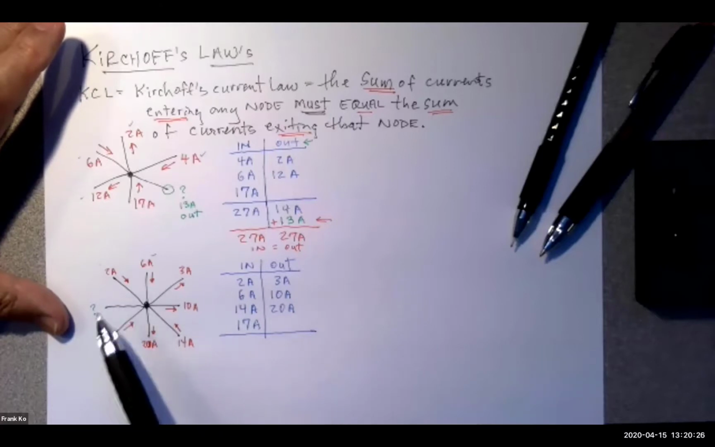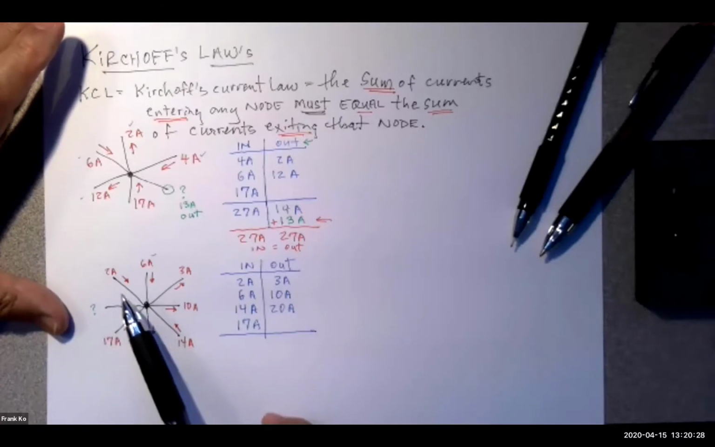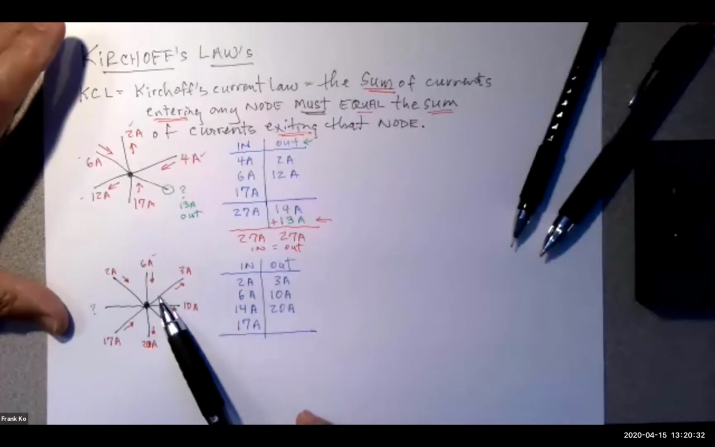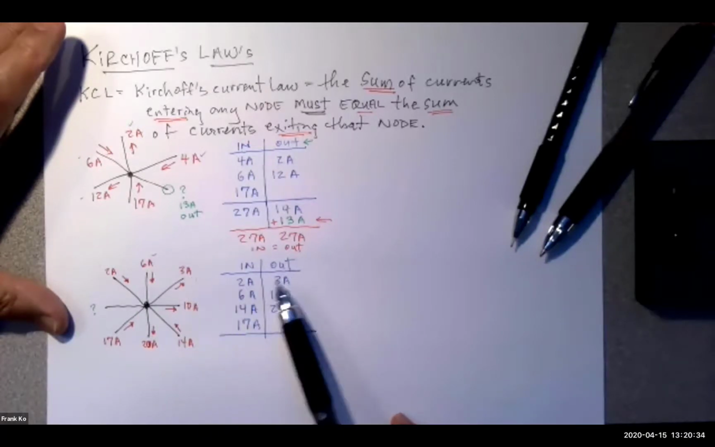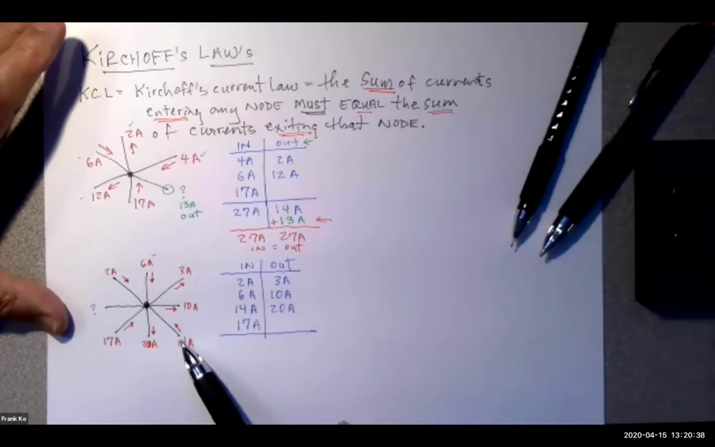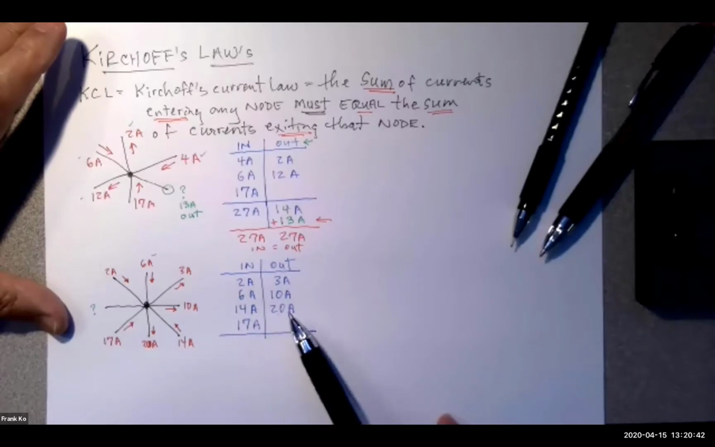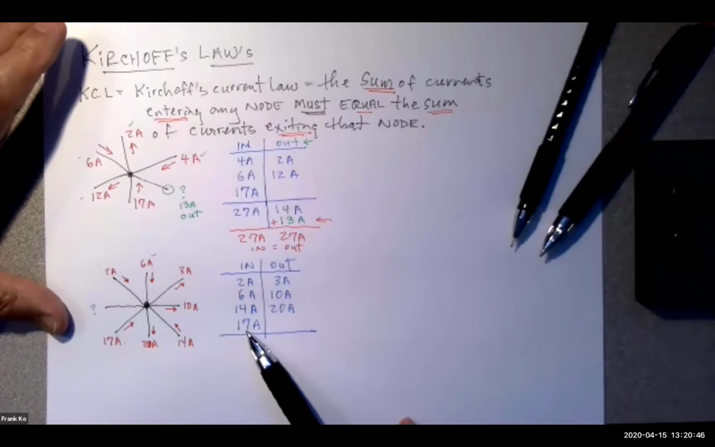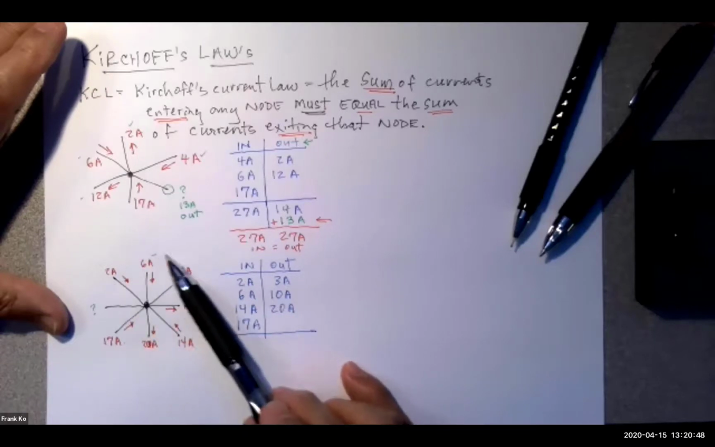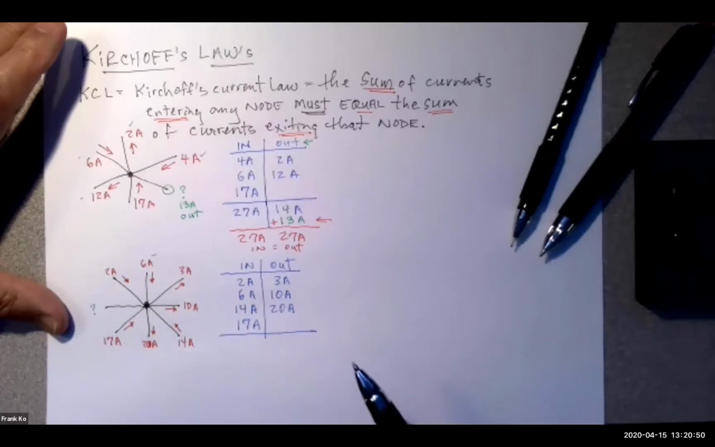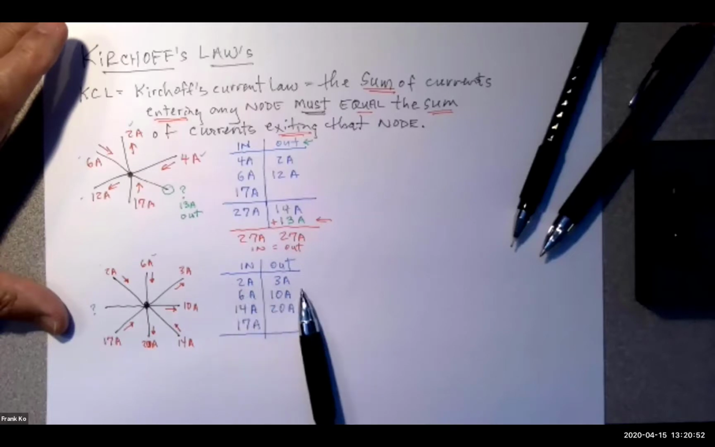And so based on this most recent drawing, I've got 2 amps coming in, that's confirmed, 6 amps coming in, that's confirmed, 3 amps going out, that's confirmed, 10 amps in the outbound direction, that's also confirmed, 14 amps going in, that's in the correct column, 20 amps coming out in the outbound column, 17 amps going in, this is in the inbound column. So each one of these 7 is accounted for as being in the appropriate column.